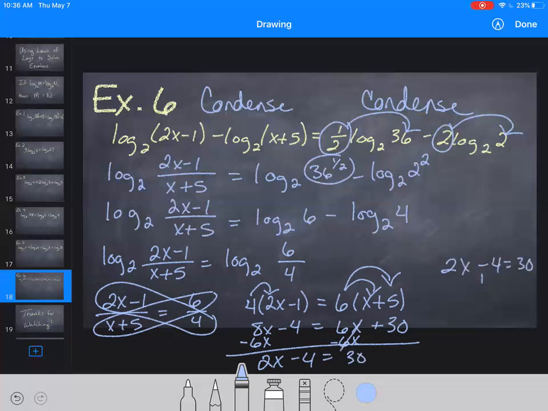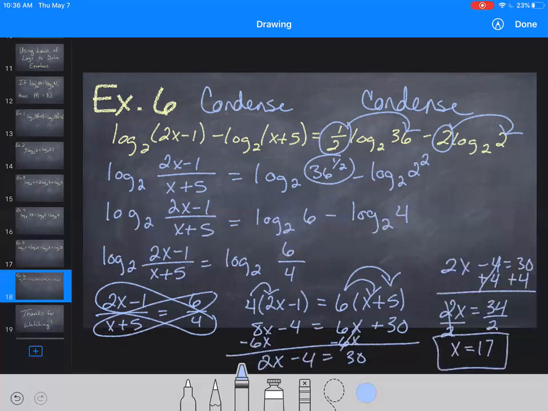Whenever I solve for x, I'm going to add 4 to both sides. I end up with 2x is equal to 34. I'm going to divide by 2, divide by 2. Those go away. I get x is equal to 17. So 17 is my answer. Now, if you check your 17, whenever you plug it in for that 2x minus 1, 2 times 17 gives you 34, minus 1 gives you 33. So that is a positive log. That's okay. And if you were to plug in your 17 for this x plus 5, your 17 plus 5 gives you a positive 22. You can take the log of that, so that's still okay.